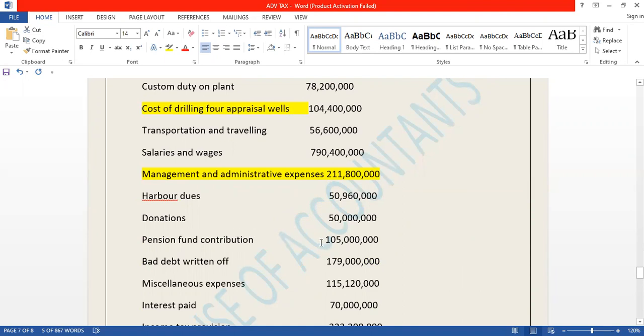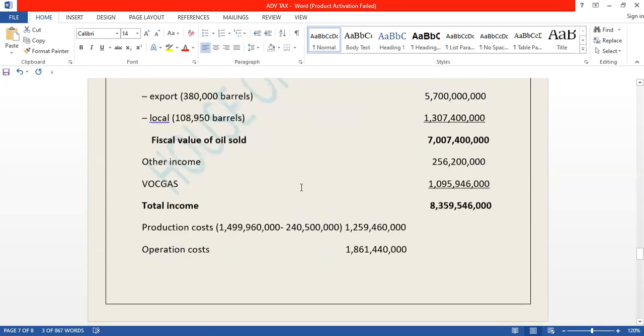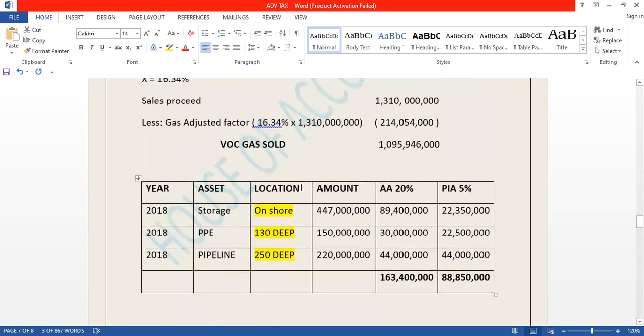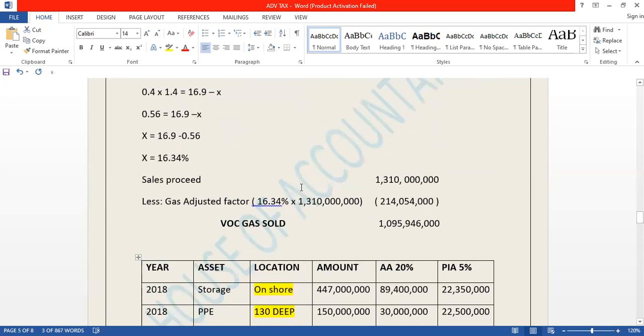Then the next one is pension contribution. Do we have any objection to that? There's no additional notes to pension contribution. So it means it's going to remain the same thing. Now we have something about miscellaneous. So let's go back there and see the information concerning it.